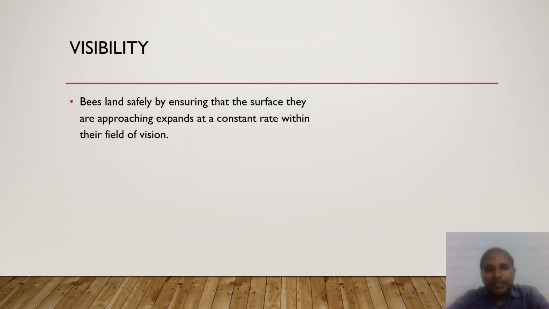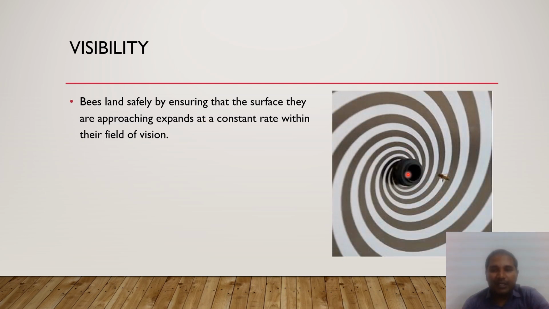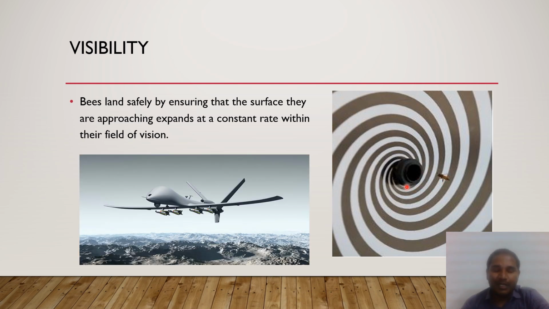Next, we are going to discuss the ways to improve the visibility at the time of landing in unmanned aerial vehicles. Landing is a crucial part in unmanned aerial vehicles. Let's take bees as an example. When bees approach the target where they are supposed to land, the surface they are approaching expands at a constant rate within their field of vision. This enables the bees to land precisely on the target. This approach can be utilized to improve the landing safety of an unmanned aerial vehicle.